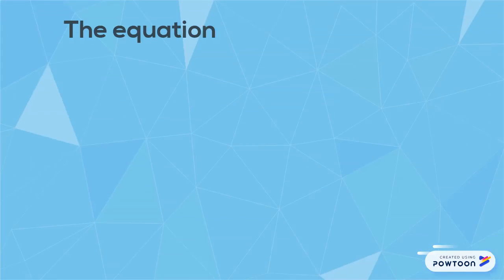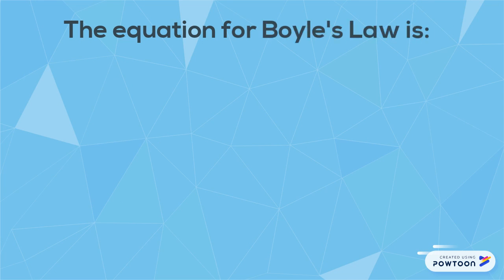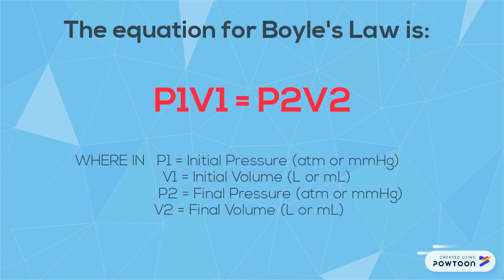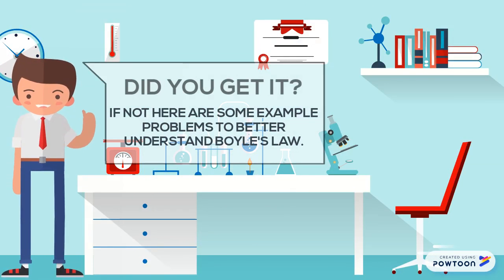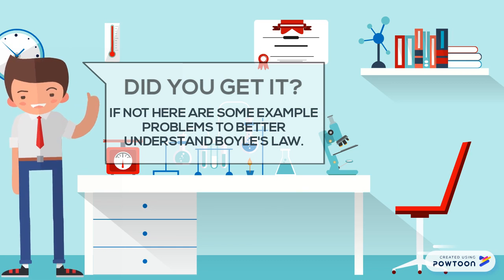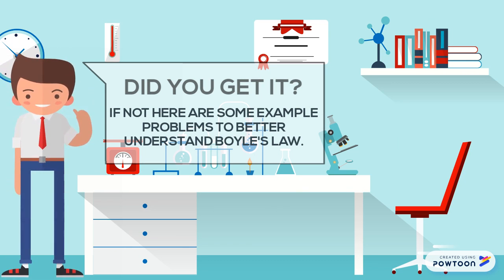The equation for Boyle's law is P1V1 equals P2V2, wherein P1 is the initial pressure, V1 the initial volume, P2 the final pressure, and V2 the final volume. Did you get it? If not, here are some example problems to better understand Boyle's law.